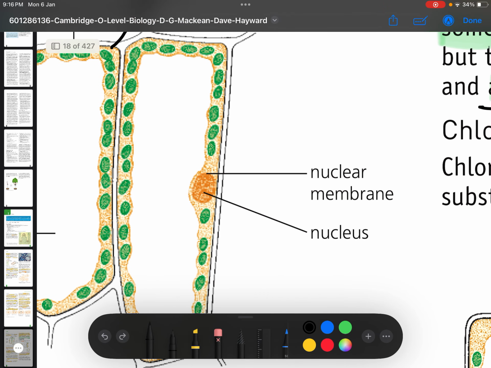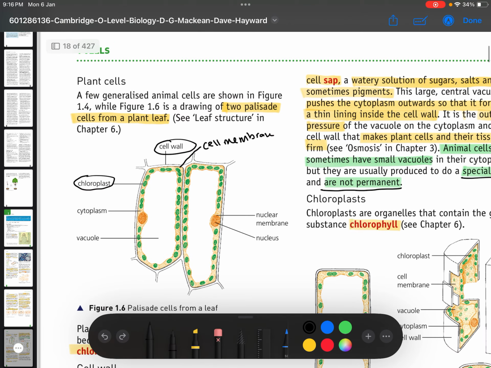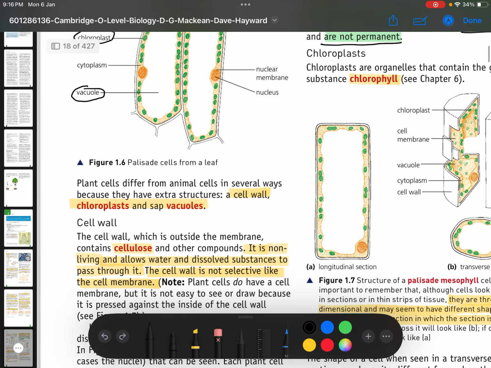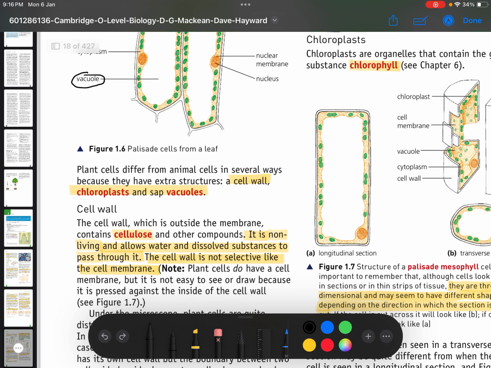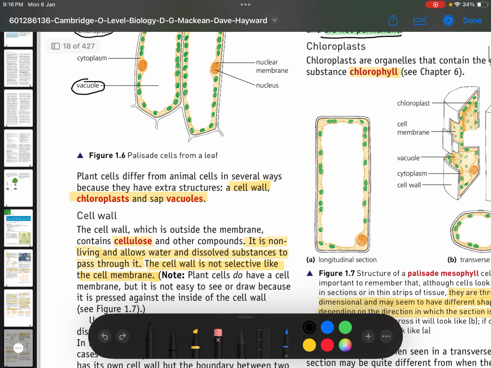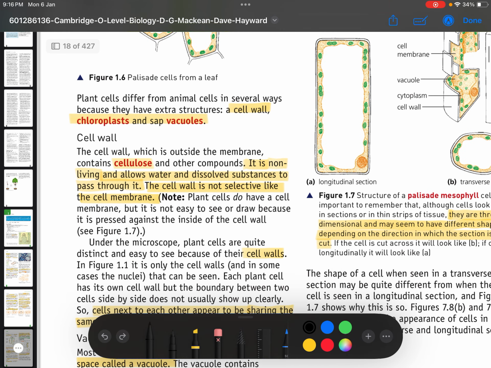As we already discussed earlier, the nucleus has a nuclear membrane around it as well. Very important. Now let's discuss the plant cell. One of the main differences they have stated here is that it contains a cell wall, as we discussed, chloroplast, and a sap vacuole. The cell wall is made up of cellulose, a very important content. It's a carbohydrate which helps in the formation of the cell wall. They ask you this in exams as well. It's a non-living structure. It allows water and dissolved substances to pass through it.